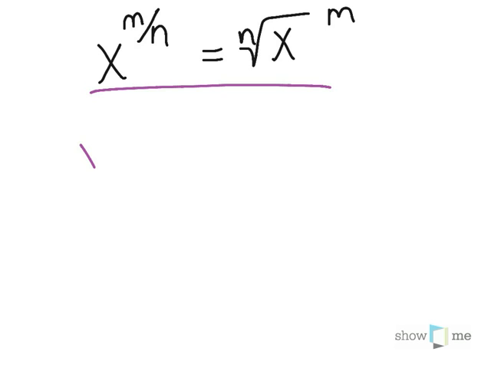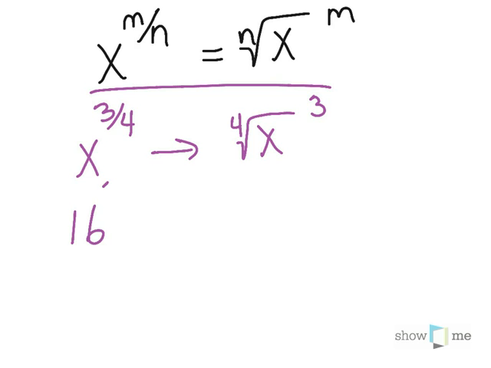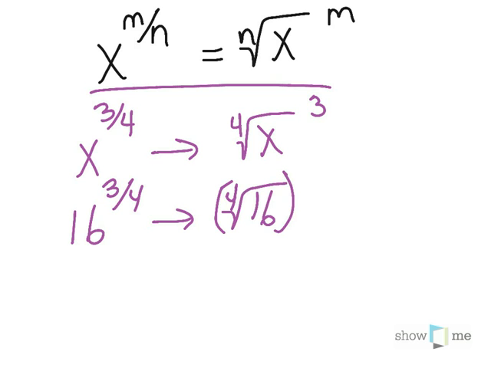So for example, if I see x to the 3/4, what that really means is I'm taking the fourth root of x, that value cubed. Now if you had a number in there, so let's say we had 16 to the 3/4, that means I'm taking the fourth root of 16, that whole value cubed.